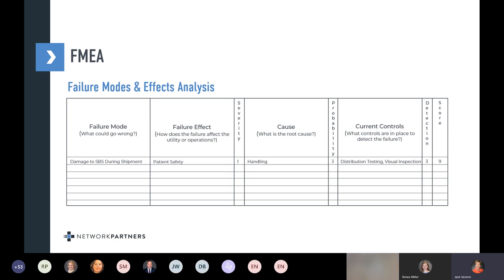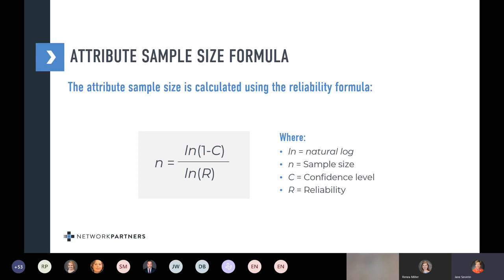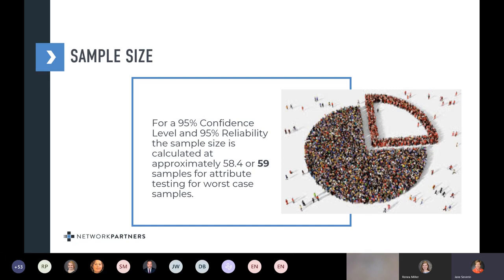Per your company procedure, this may require that you achieve a 95% confidence and a 95% reliability. Here is one equation of many used to determine sample size, with C as confidence level and R as reliability. The sample size is calculated at approximately 59 for attribute testing when testing worst case materials. And again, I know that question comes up a lot about sample size, and this is just one way to arrive at that.